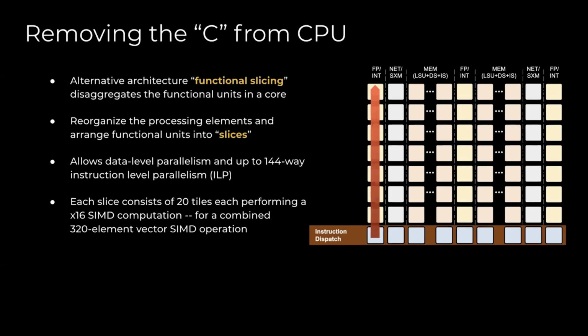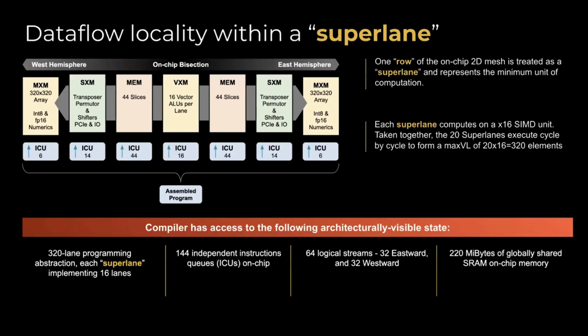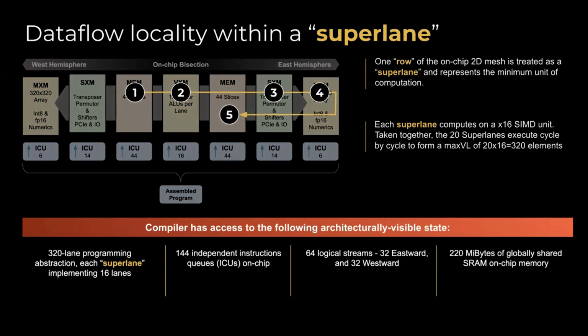Each of the tiles itself is computing a 16-way computation in a SIMD manner, and we take those and produce 16 elements at a time in a 20-stage pipeline to produce 20 times 16, or a 320-element maximum vector length. So again, the basic idea behind the architecture is that it is built on this concept of deterministic instruction execution. We have a superlane, which is one of these rows within the tiled architecture, and that allows us to take advantage of data flow locality.